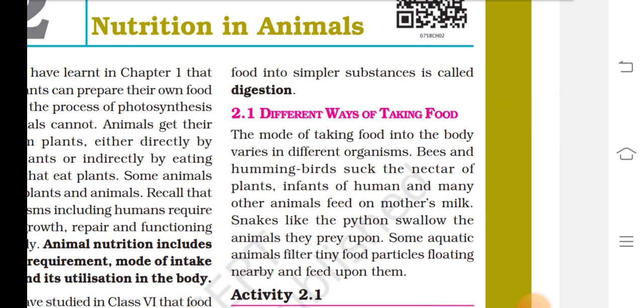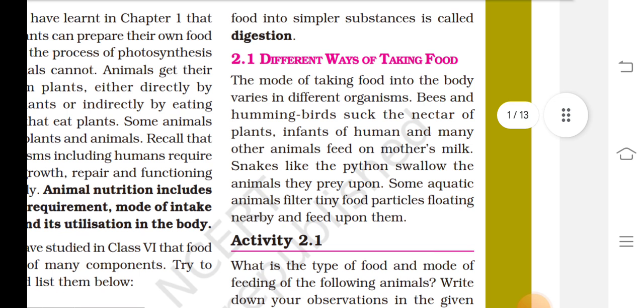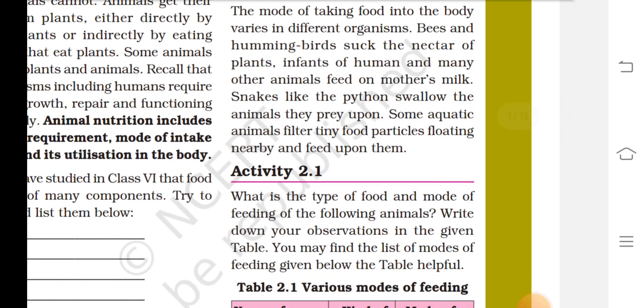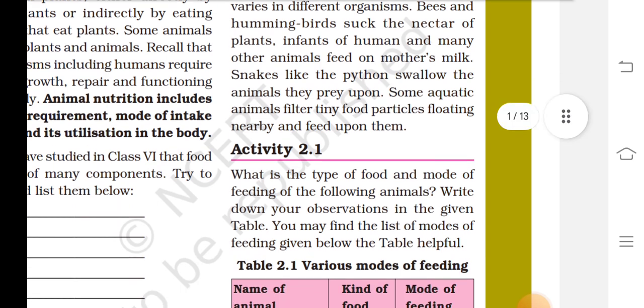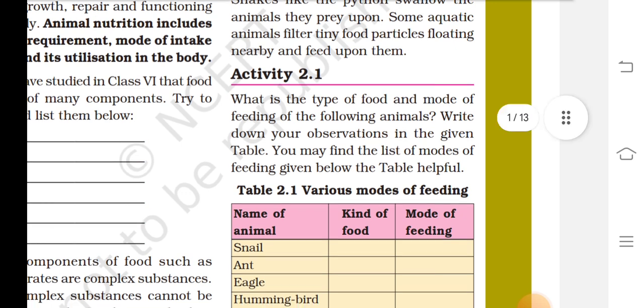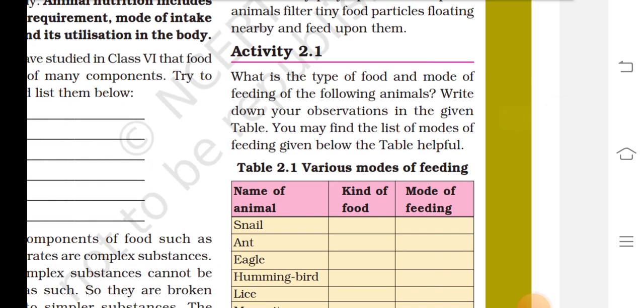Different ways of taking food. The mode of taking food into the body varies in different organisms. Bees and hummingbirds suck the nectar of plants. Infants of humans and many other animals feed on mother's milk. Snakes like the python swallow the animals they prey upon. Some aquatic animals filter tiny food particles floating nearby and feed upon them.